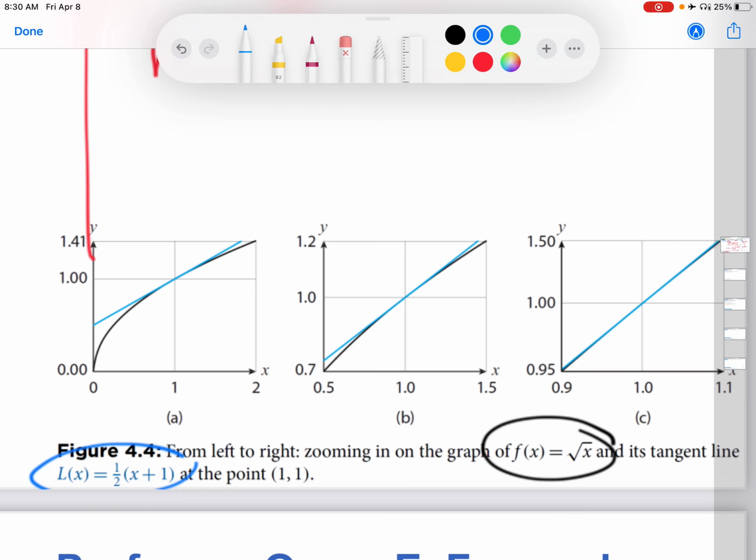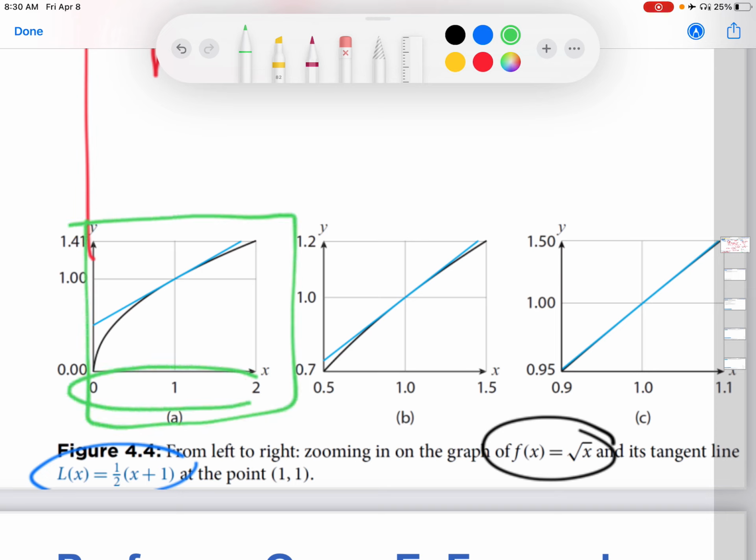So you can see what's happening here, right? This is what I mentioned earlier in this video about zooming in. If I look at this first graph, notice what the window is. X goes from 0 to 2, and y goes from 0 to 1.41, which is about square root of 2. The point of tangency is a equals 1, and f of a, which is f of 1, square root of 1, is also 1.